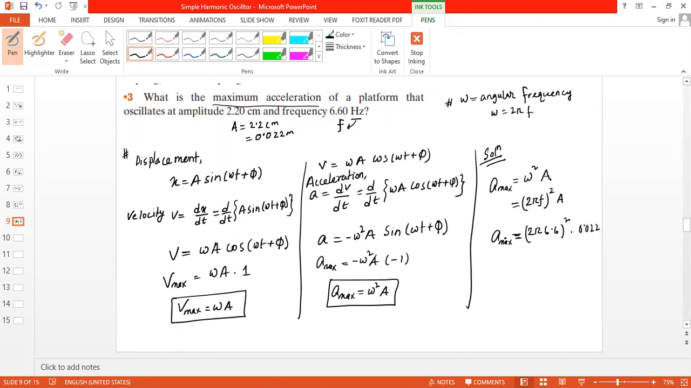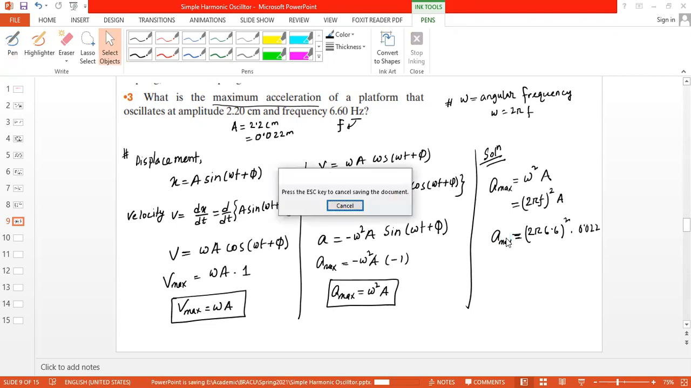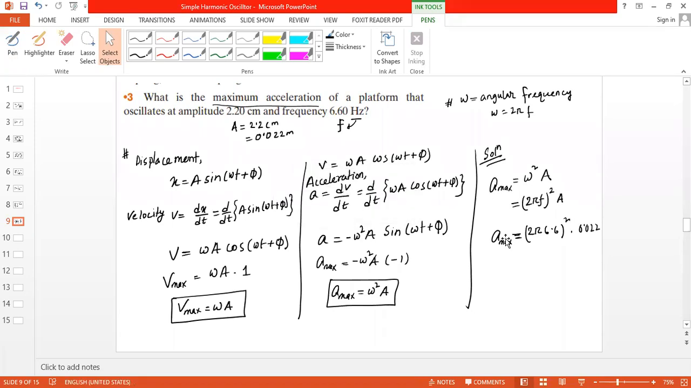Is it clear, my dear students? Yes, sir. The answer is 37.8. By the way, let me say one thing: when you are using the value of pi here, you have to put the value of pi in radians. Don't use pi in degrees. Did you use radian? Pi should be in radian.